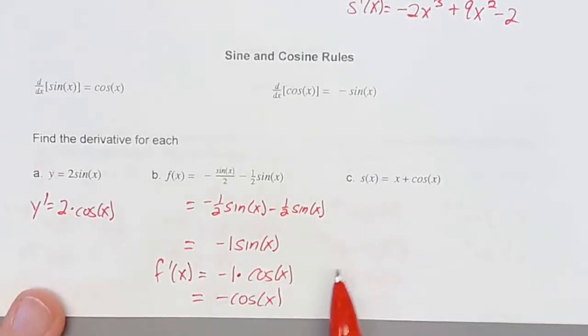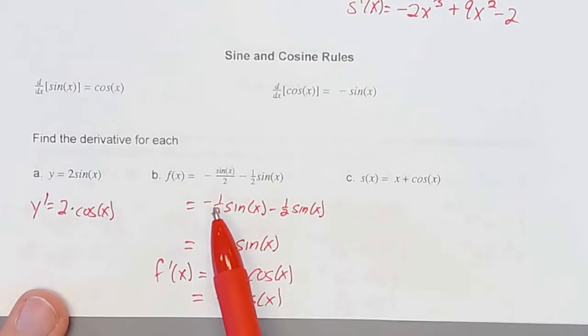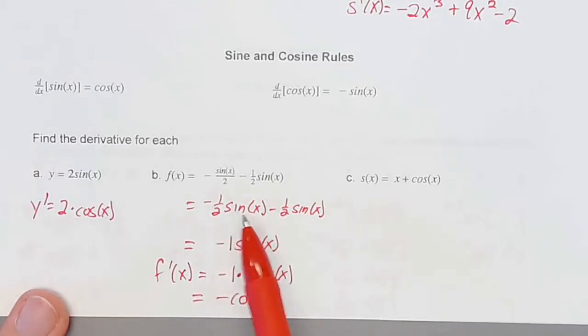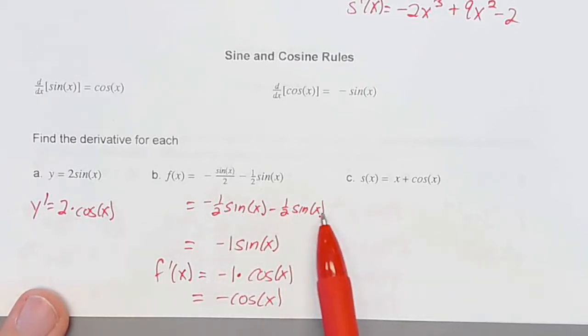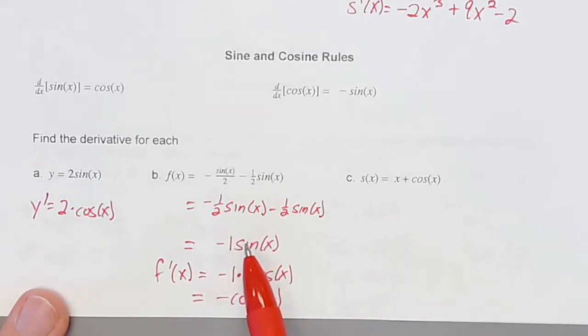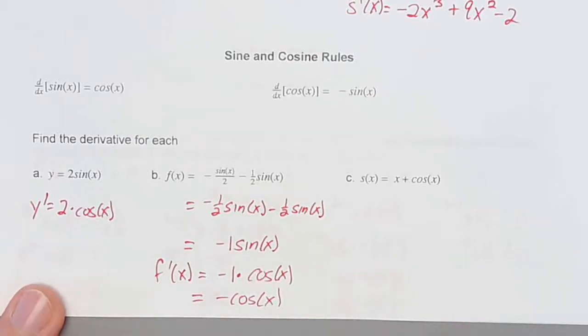Now you could have done this and gotten negative 1/2 cosine x minus 1/2 cosine x, and then you would still end up with negative cosine x. So that works either way. You can combine like terms before or after you take a derivative.